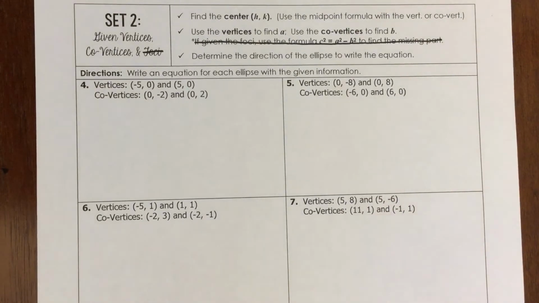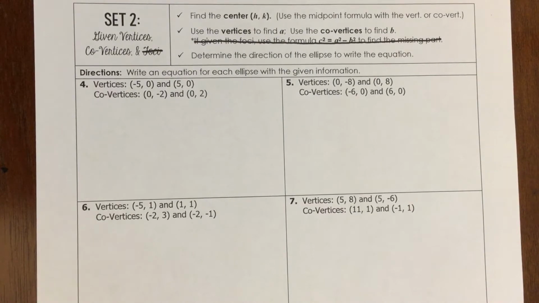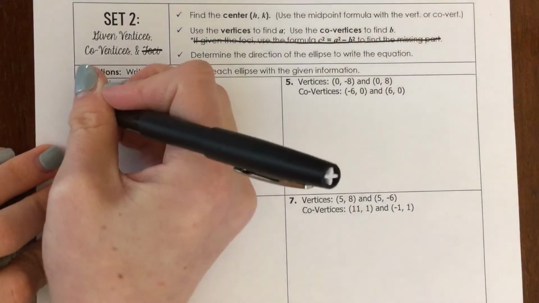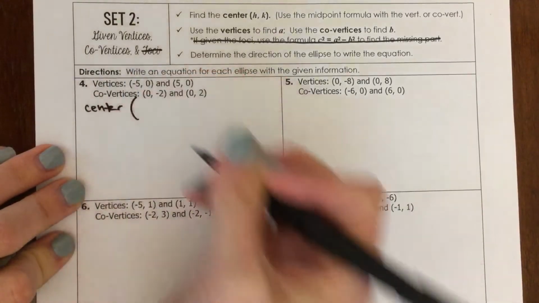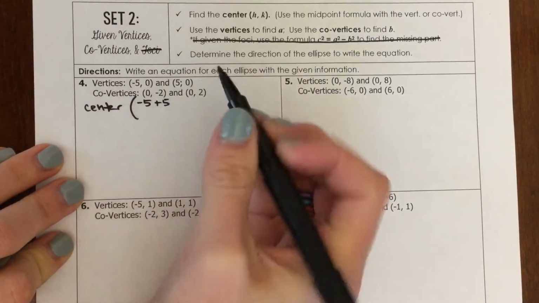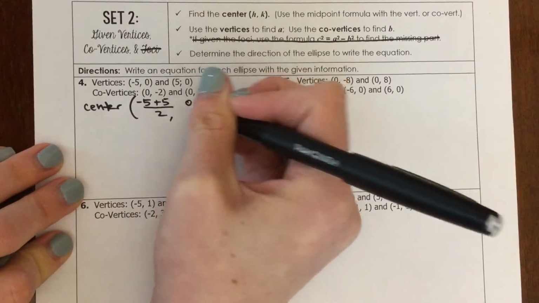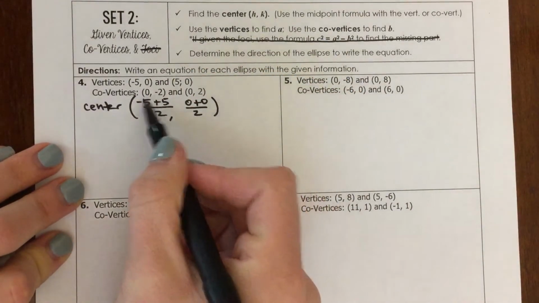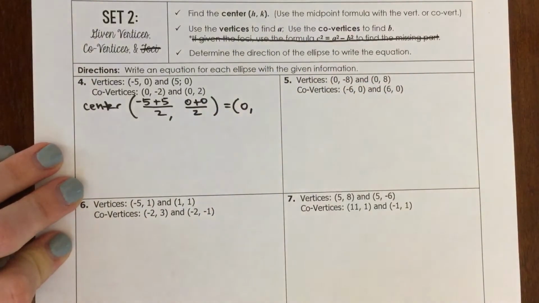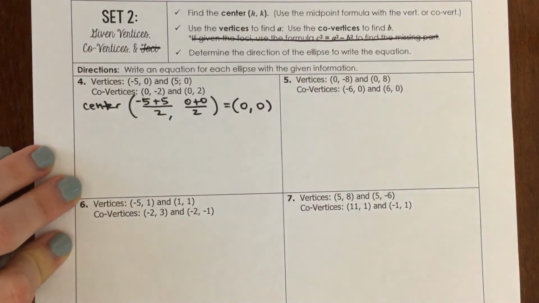So finding the center. You can use a midpoint formula with either the vertices or co-vertices. Okay, so the vertices, the midpoint formula says the center is halfway in between these two. So the center, we do the midpoint of these two. The midpoint is you add the 2 x coordinates together, and then you divide by 2. And then for y's, you add the 2 y coordinates together, and you divide by 2. So when I add these together, I get 0, and 0 divided by 2 is still 0. And then these add to 0, divided by 2 is still 0. So that means that this one is centered at the origin.